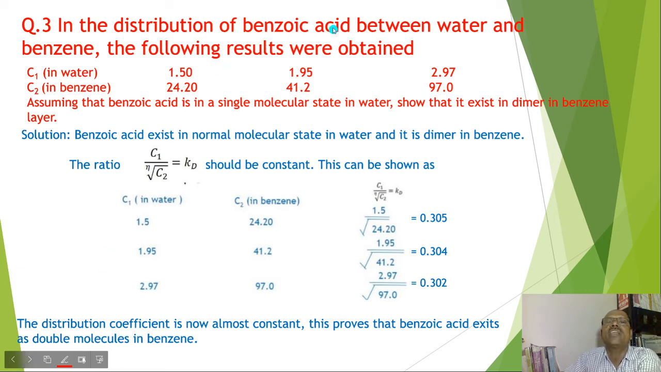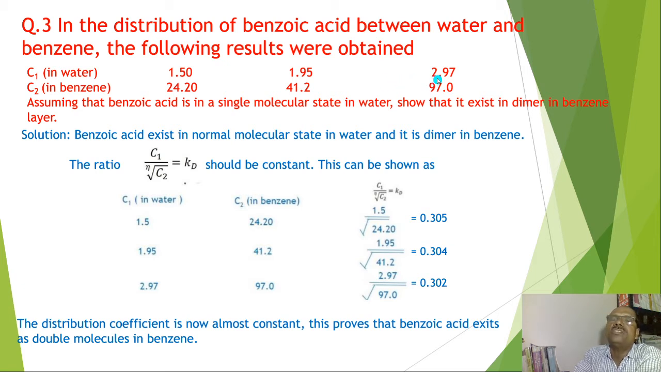In the distribution of benzoic acid between water and benzene, the following results were obtained. In this case also, benzoic acid is acting as a solute for the two non-miscible liquids, that is water and benzene. After vigorous shaking, the value of C1 in water and the value of C2 in benzene is shown here. Whenever C1 is 1.50, then C2 is 24.20. Whenever the value of C1 is 1.95, the value of C2 is 41.2.